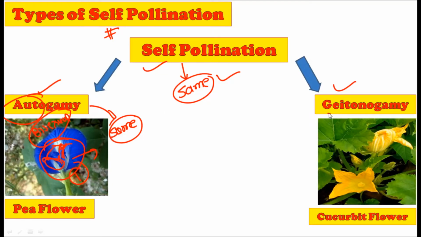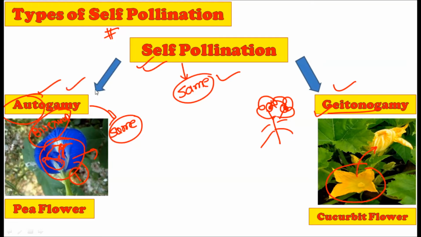While on the other hand, deuterogamy may be defined as the transfer of pollen grains from anther to stigma from one flower to another flower which is present on the same plant. That is, the plant is the same, it is not different. But if there are two flowers on the same plant and one flower is transferring its pollen grains to the other flower, in such a condition, such a type of pollination is called deuterogamy.